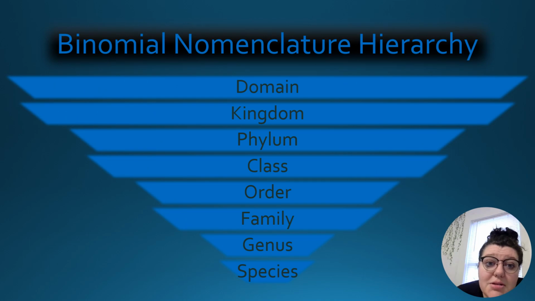So here I put the hierarchy. Domain is at the top, and then you will go to kingdom. Next is phylum. Then we have class, order, family, genus, and species is right there on the bottom. And some charts will actually have subspecies listed below that, but species is on the bottom.